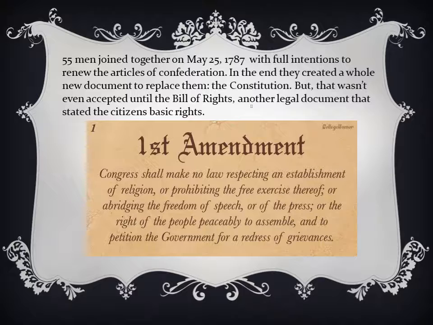To sum it up, there were 55 men joined in Independence Hall all summer in 1787. They were going to refresh the Articles of Confederation, but instead they wrote the Constitution after several debates. They did not approve even that until the Bill of Rights was added in September.